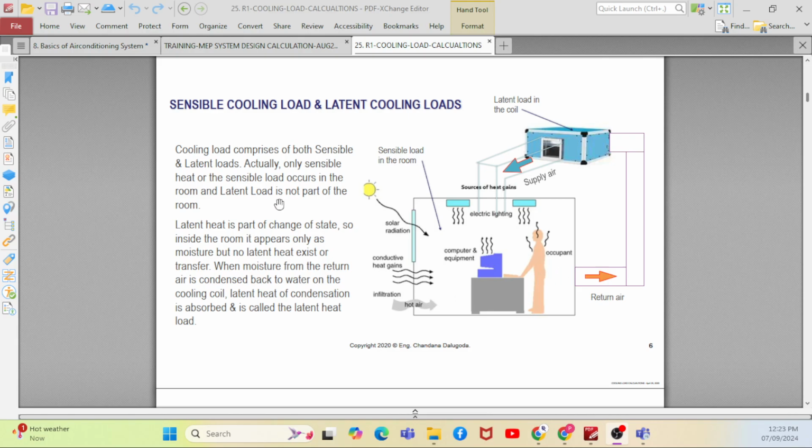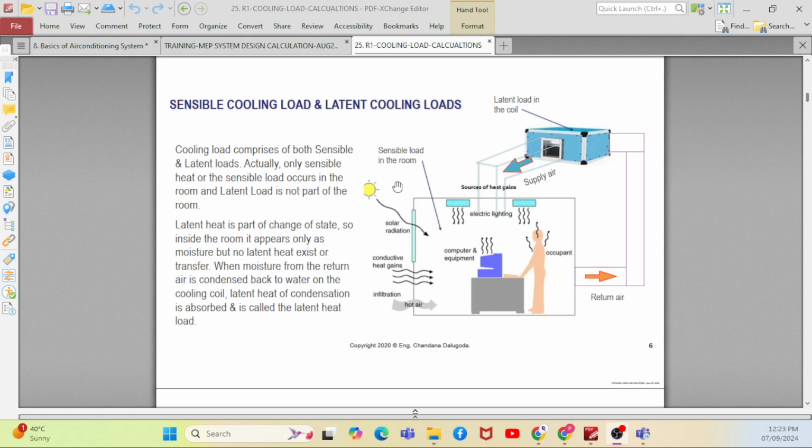Okay, so you can understand cooling load comprises both sensible and latent loads. Sensible load occurs in the room, and latent load is not part of the room. Latent heat is a part of change of state. Inside the room it appears only as moisture, but no latent heat exists or transfers. When moisture from the return air is condensed back to water on the cooling coil, latent heat of condensation is absorbed, and it is called the latent load.